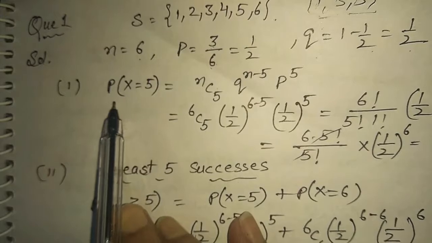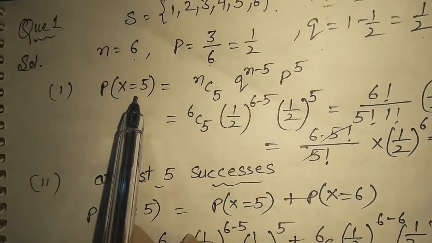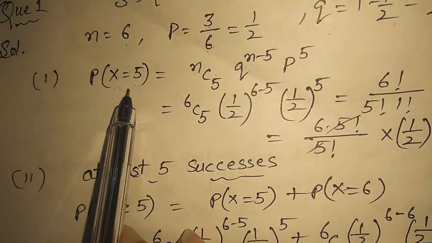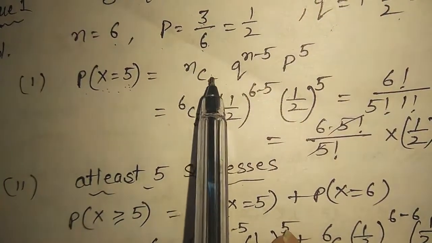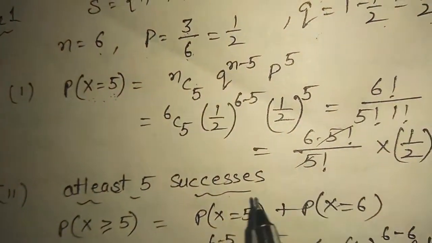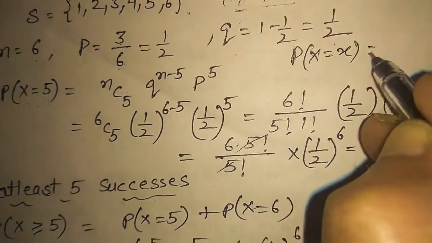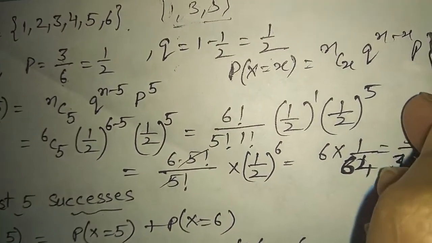Okay. So in the first case we have to find out the probability of exactly 5 successes. Exactly 5 successes means 5 times what should come? An odd number should come. So x is equal to 5. What is the formula? We know the formula of this. P(x) is equal to nCx q raised to power n minus x p raised to power x.